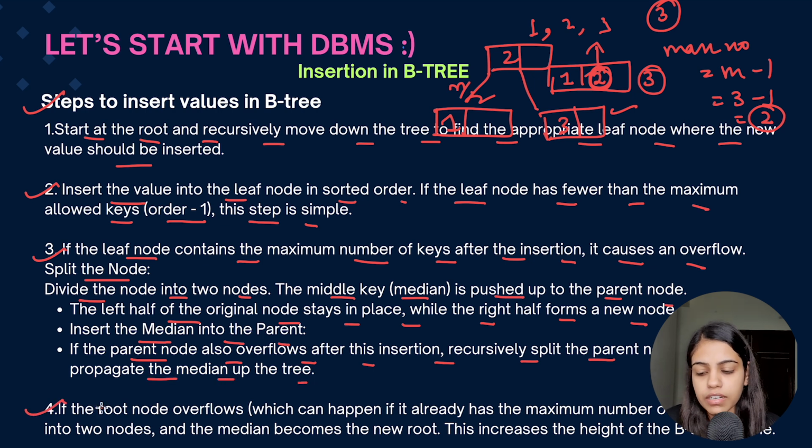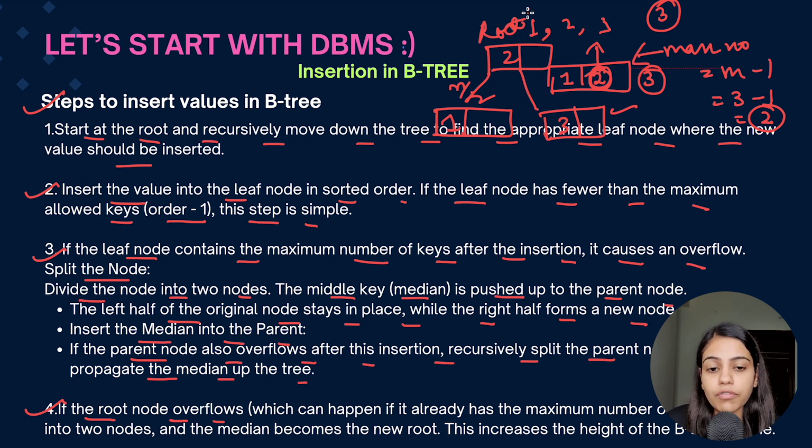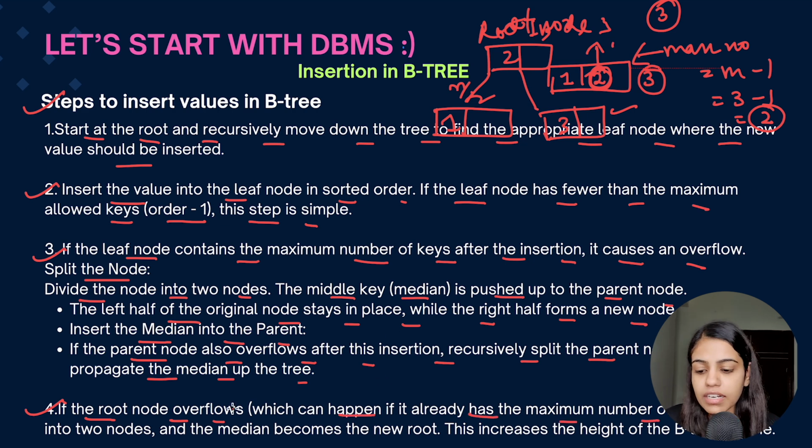So the fourth one is if the root node overflows. So consider the node in which I am inserting the data, and because of this I am pushing the data to my parent node. Whenever I am inserting the data into my leaf node, if the leaf node is overflowing, I am pushing the data into my parent node. But consider that the parent node also overflows and the parent node is the root node. Then what should we do in that case? Which can happen if it already has the maximum number of keys, split it into 2 nodes and the median becomes the new root.